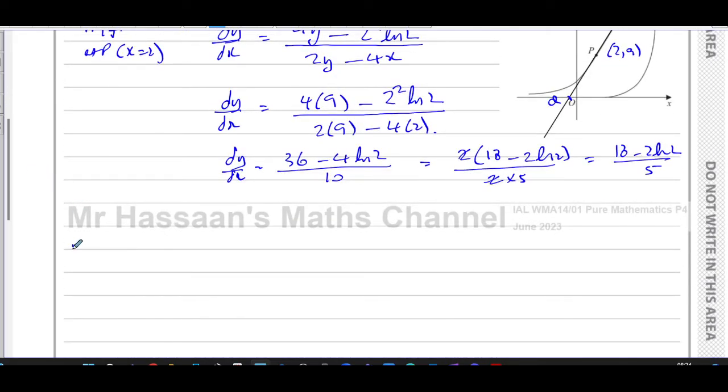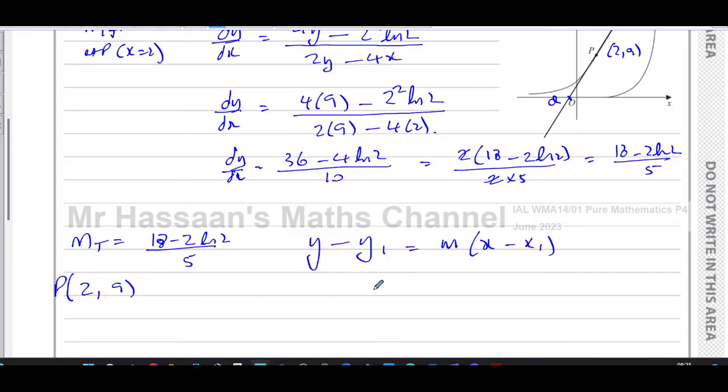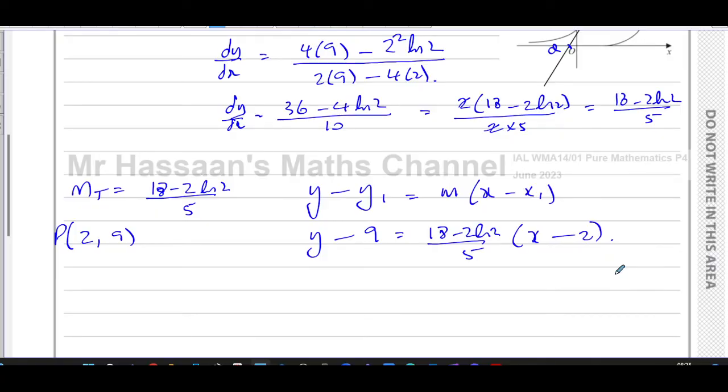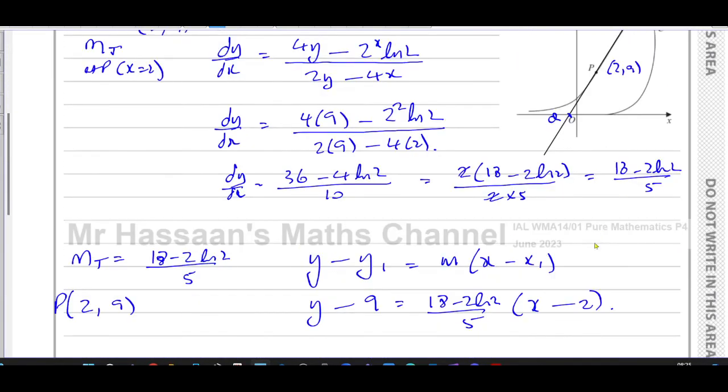So the gradient of the tangent at P is 18 minus 2 ln 2 over 5, and we know it passes through the point P, which is (2, 9). So we can start making the equation of the straight line: y minus y1 equals m times x minus x1. That's y minus 9 equals 18 minus 2 ln 2 over 5 times x minus 2. We don't actually have to find the full equation, because all we need is the coordinates of Q, where it passes the x-axis.